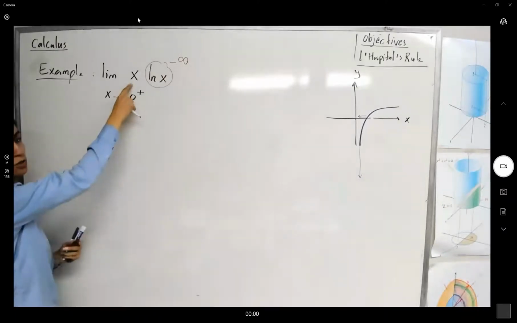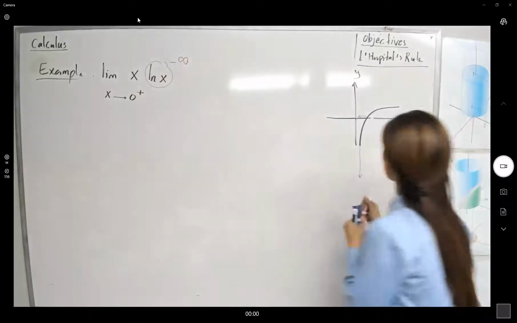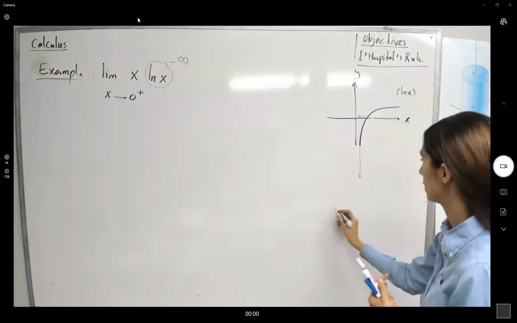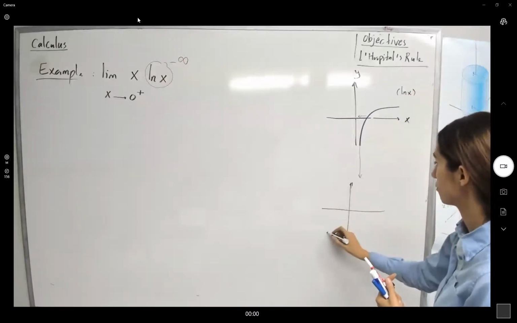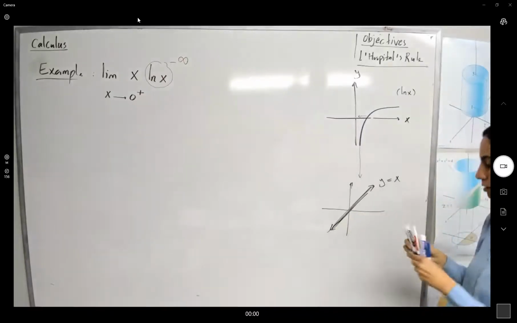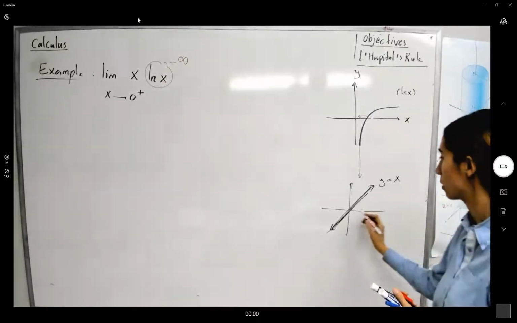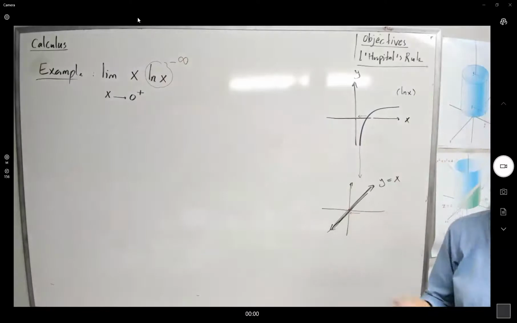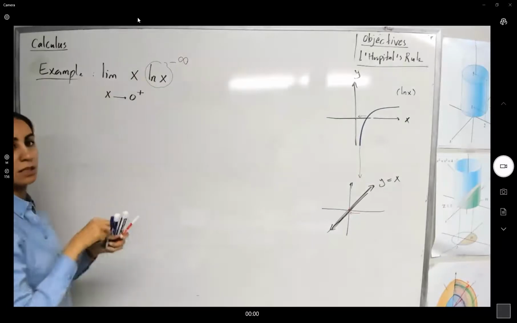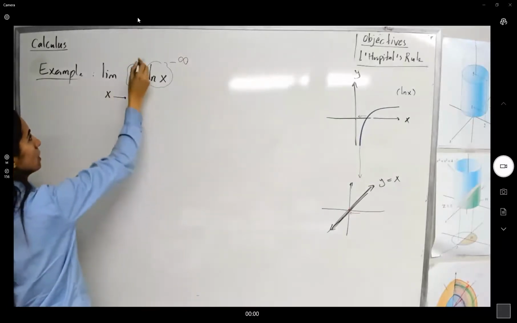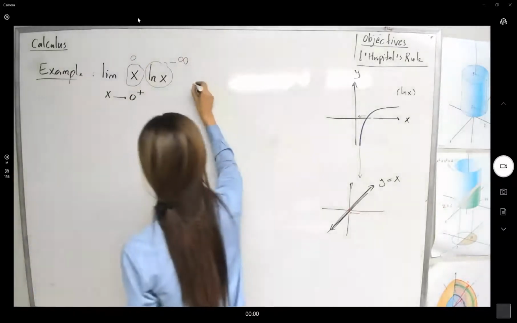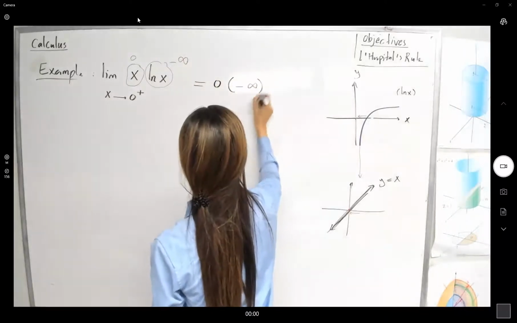Well, this guy is just the line y equals x. So this is ln of x. And then the next graph is the graph of y equals x. As I'm going towards 0 from the right-hand side, my y value goes to 0. So what I have is 0 times negative infinity. But what is the value of 0 times negative infinity?